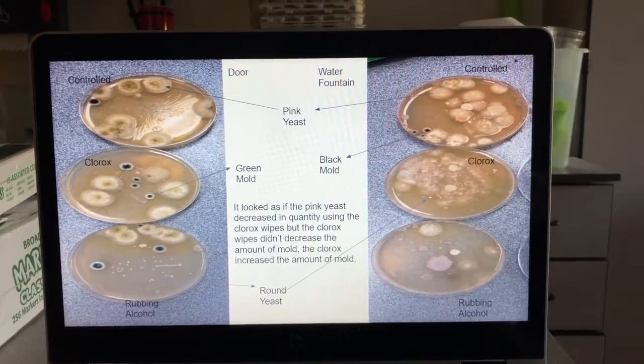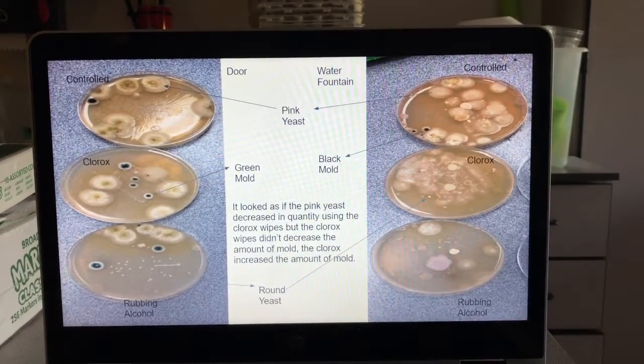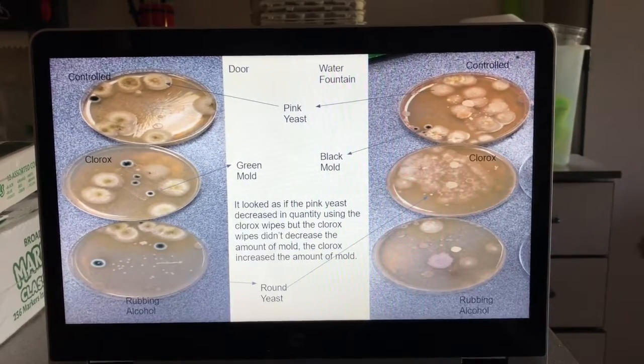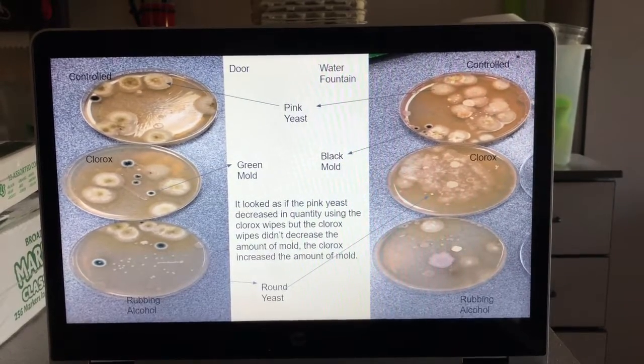And then the rubbing alcohol looks like it did the best in our whole experiment on the water fountain. It does have a little bit of pink yeast, but it doesn't have any of the mold, and it just looks a lot cleaner than those two.